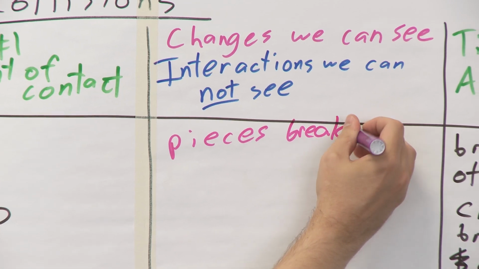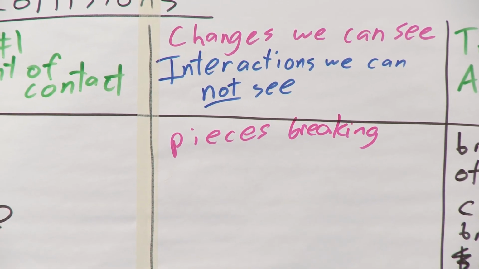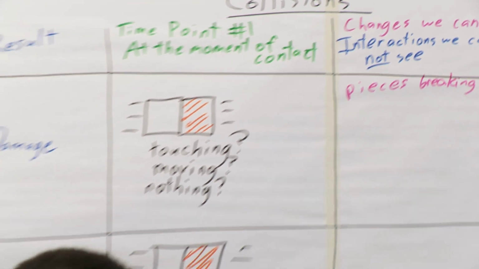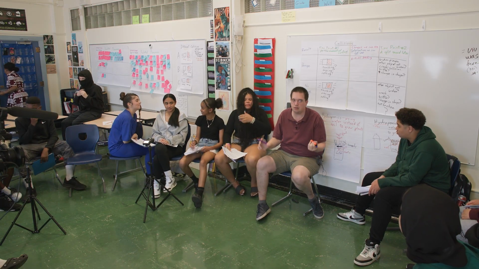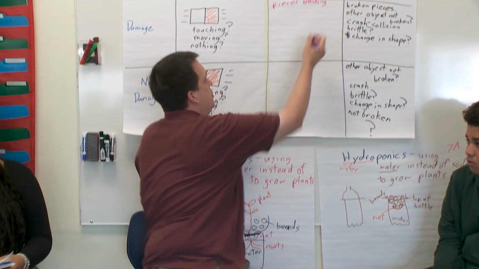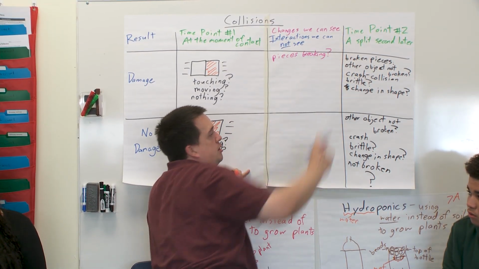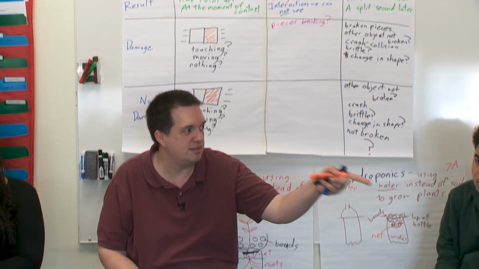Do we agree on this, or should I put a question mark? Would we be able to see that? All right, is it always breaking into pieces? Sometimes. So, question mark? Okay. Pieces breaking sometimes. All right.